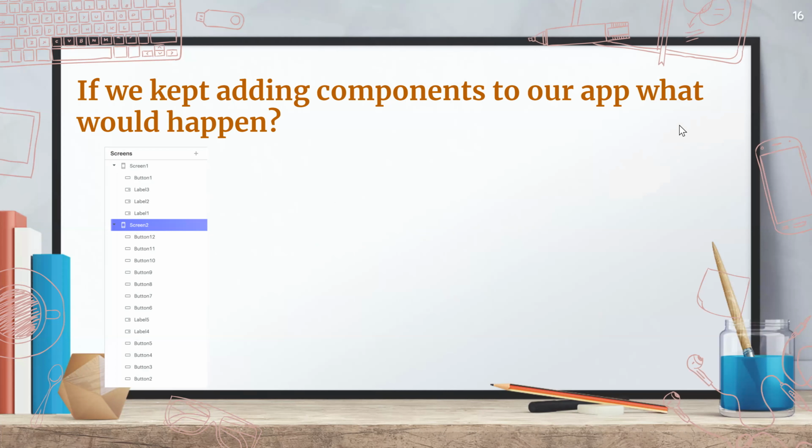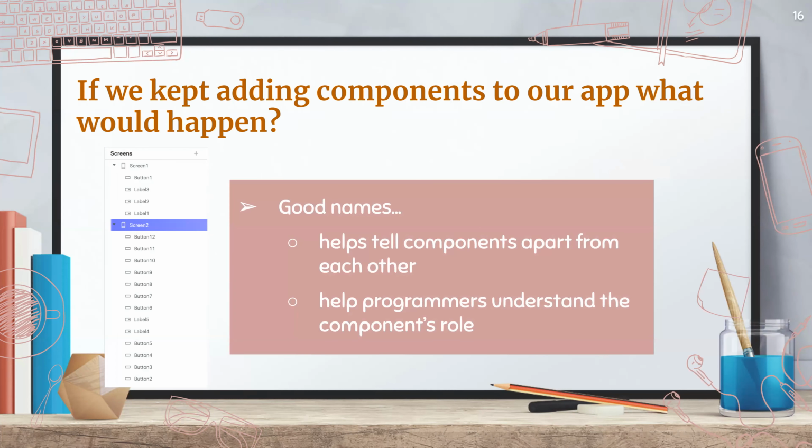All right, so if we kept adding components, what would happen, right? Good names help tell different components from each other, and they also help programmers understand what the role of the component is, right? If any of you have taken a coding class before, you might have learned that variable names are super important because they help distinguish what each individual aspect of the thing that you're programming will do, right? So we want to create good and useful names that will help distinguish the purpose of each component.